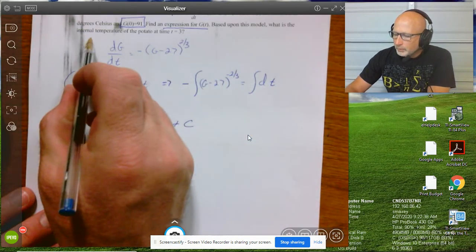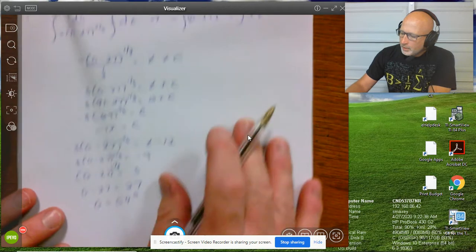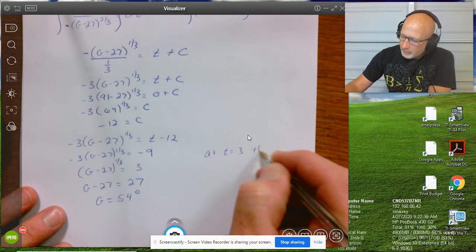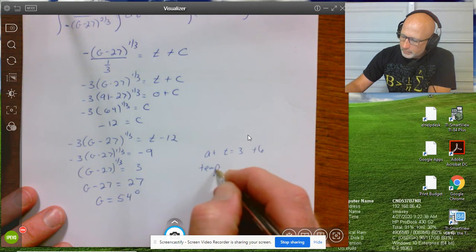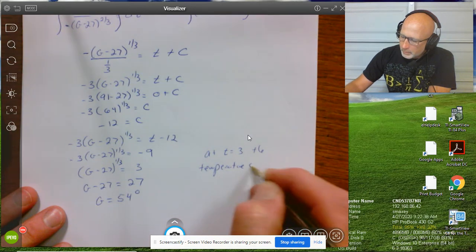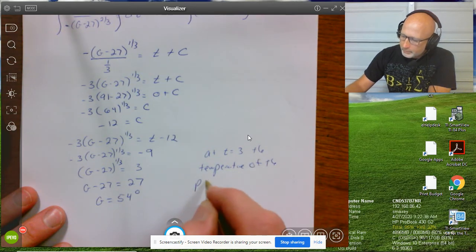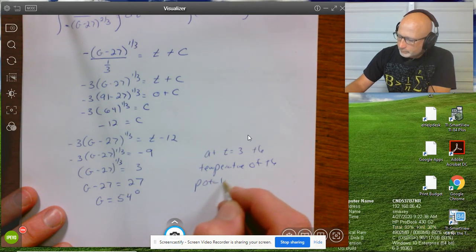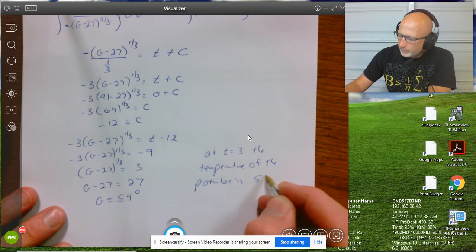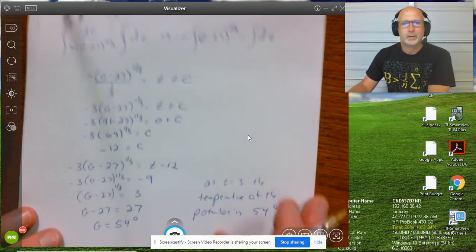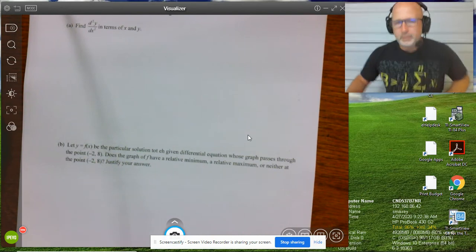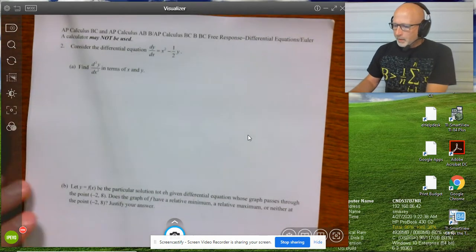Based upon this model, what is the internal temperature of the potato at time equal to 3? So at t equal to 3, the temperature of the potato is 54 degrees. Okay, so there we go. Onward to number 2.